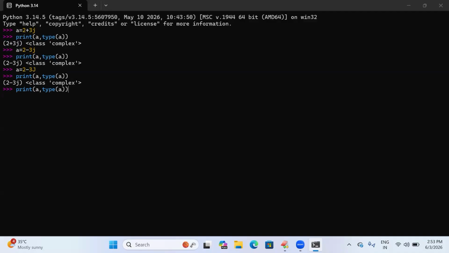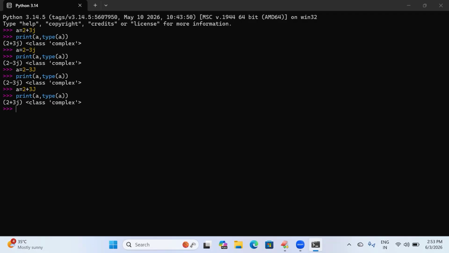Next, I am trying to see this with positive. See, it allows the same thing. Now I want to see the real and imaginary parts. In the theory part, we discussed how to print the real part and the imaginary part by using predefined attributes. Now we are going to do that practically.